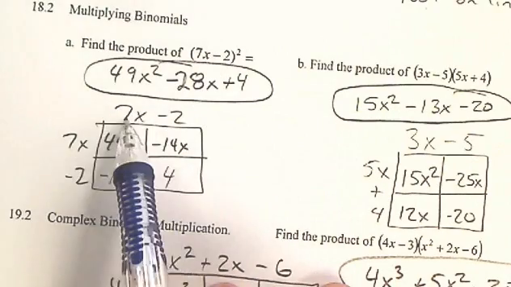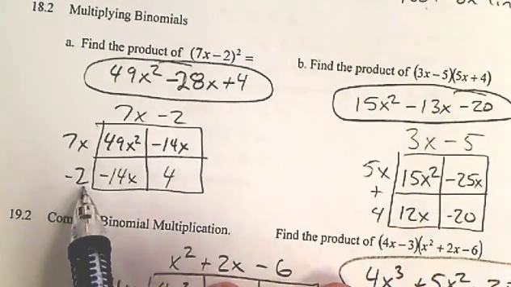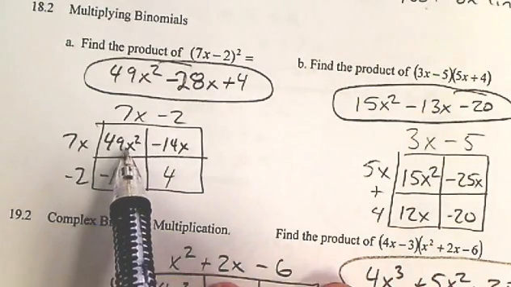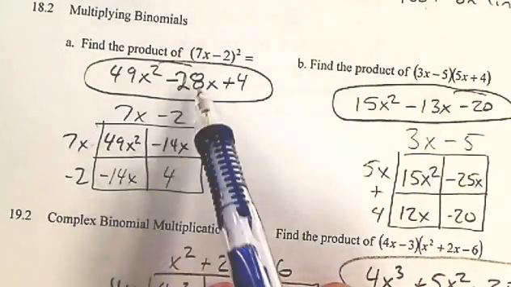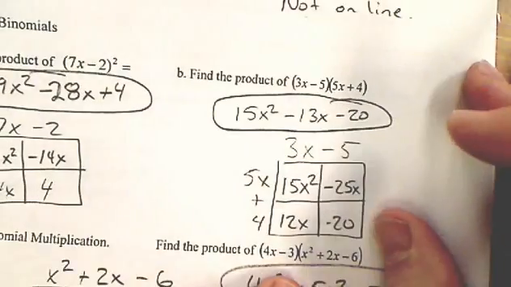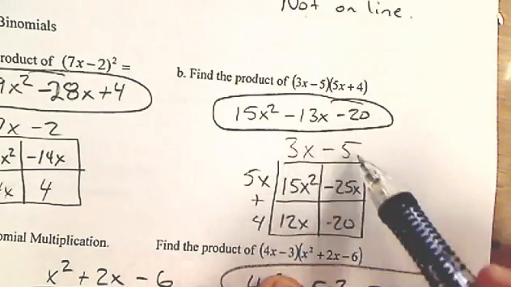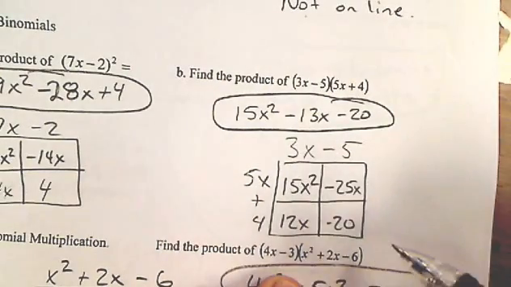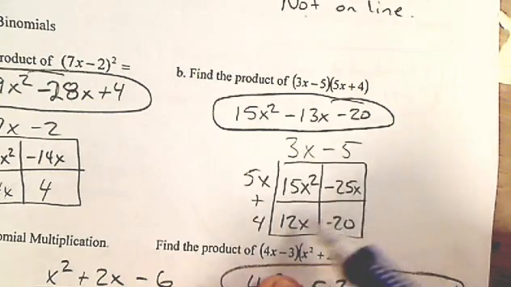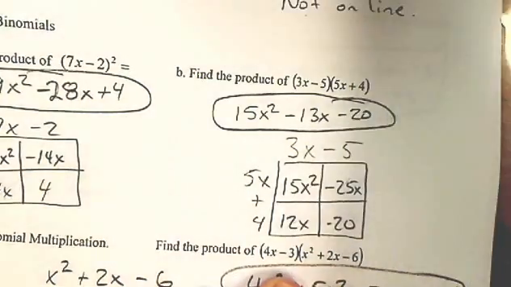Squared means times itself, so it's 7x minus 2 times 7x minus 2. So multiply them, find the areas of each little spot, combine the like terms, and there we go. Same thing over here. 15x, 3x times 4x is 12x. There's my negative 25. Combine the like terms, there it is.